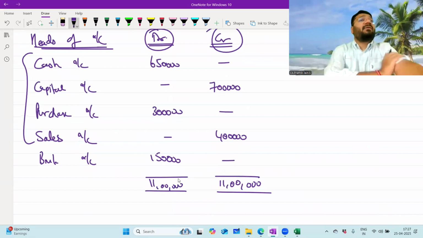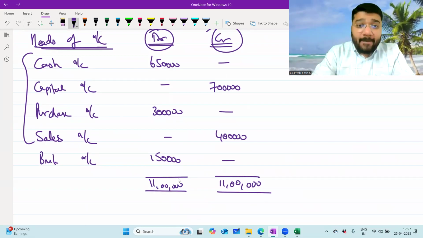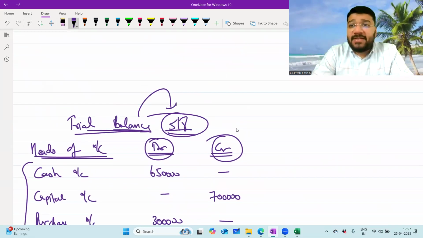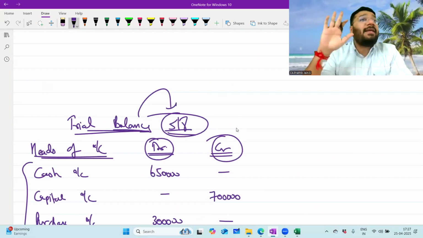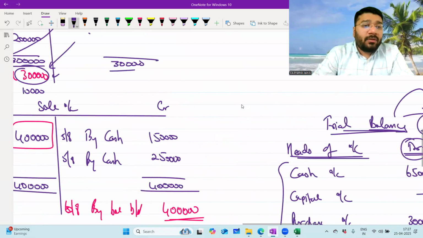₹11 lakh. Trial balance tallying. Any problem here? Online people, any problem here? Sir, no energy. Trial balance is tallying. Any problem here? No, wonderful. Now listen to me carefully.